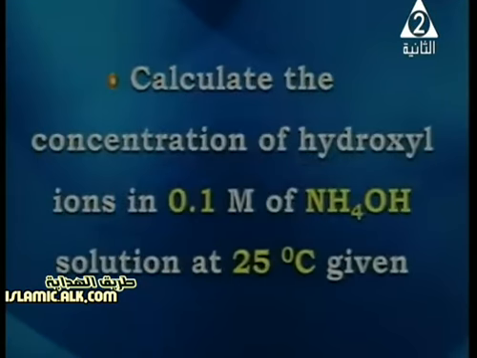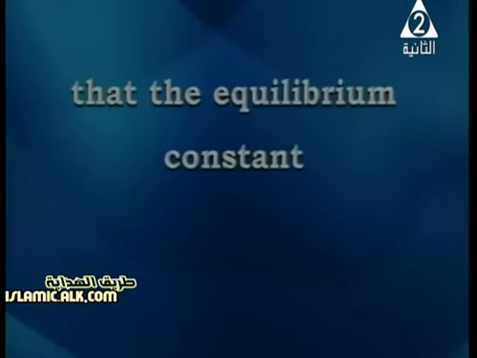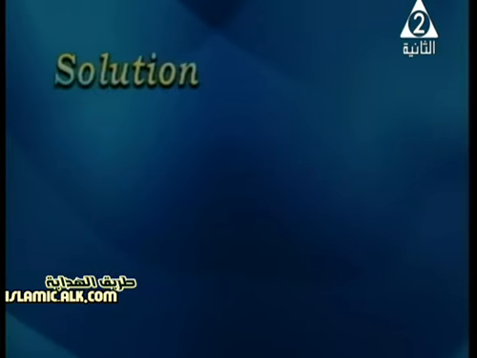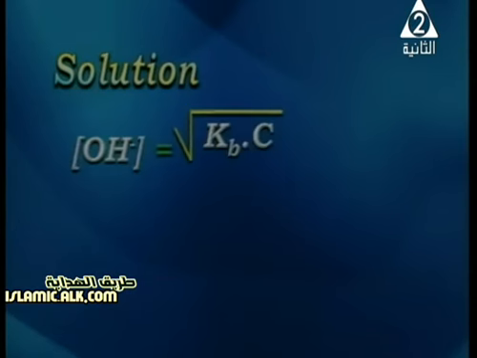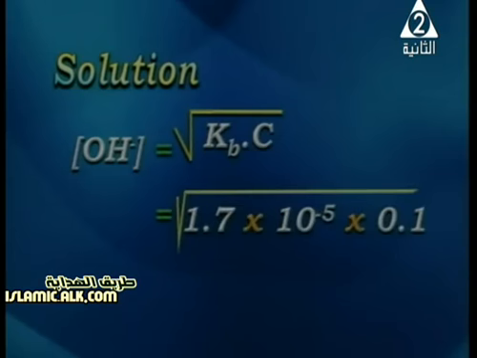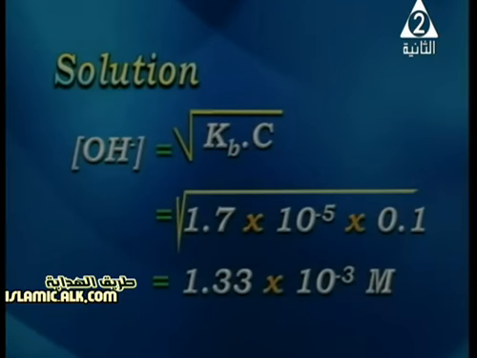Calculate the concentration of hydroxyl ions in 0.1 molar ammonium hydroxide solution at 25 degrees Celsius, given that the equilibrium constant equals 1.7 times 10 to the power negative 5. The solution of the problem, my dear student: the concentration of hydroxide ion equals square root of Kb times C, so it will be square root of 1.7 times 10 to the power negative 5 times 0.1, which equals 1.33 times 10 to the power negative 3 molar.